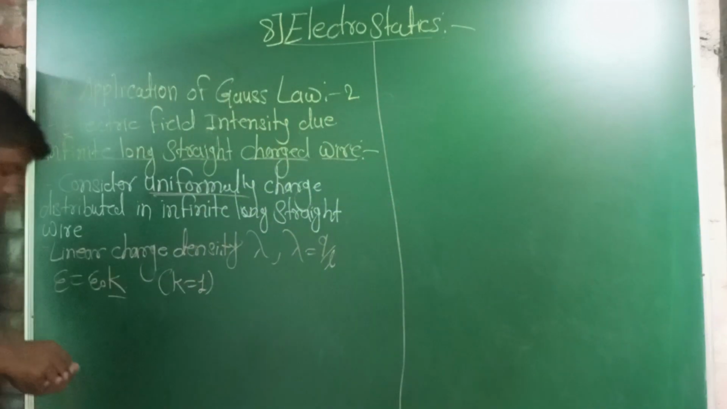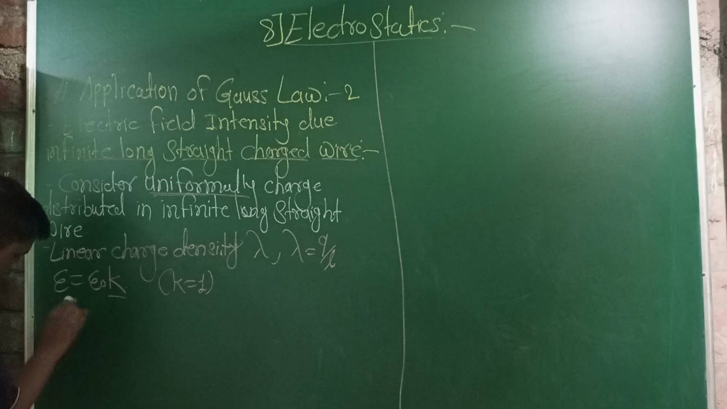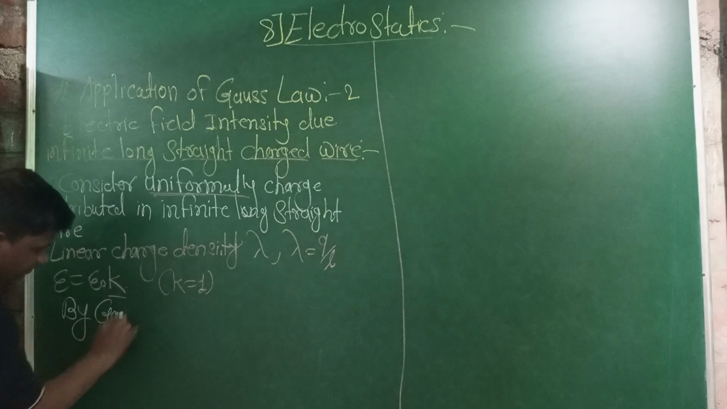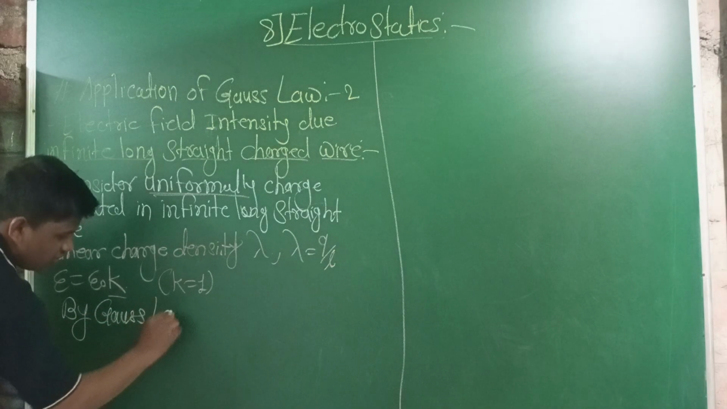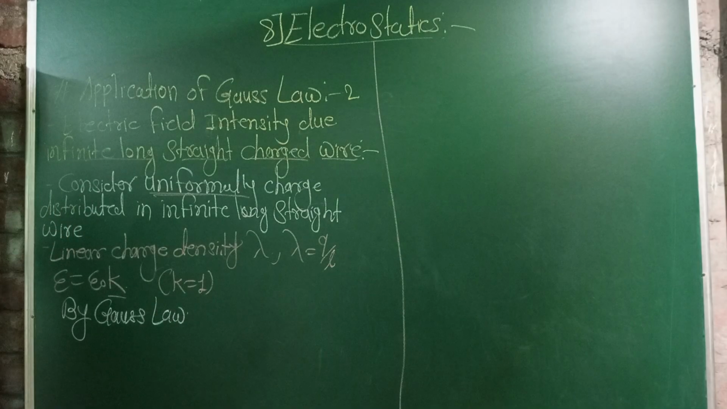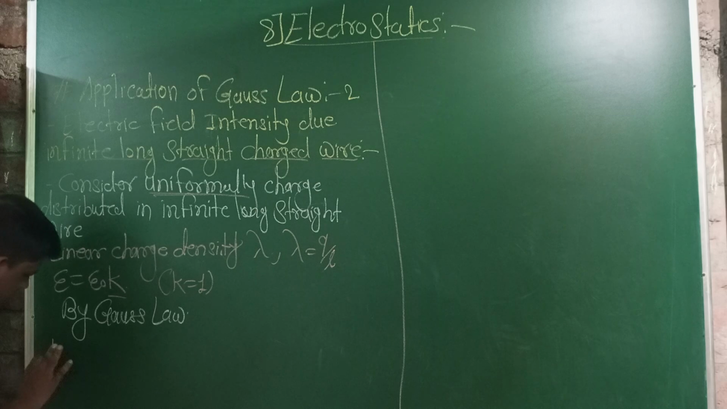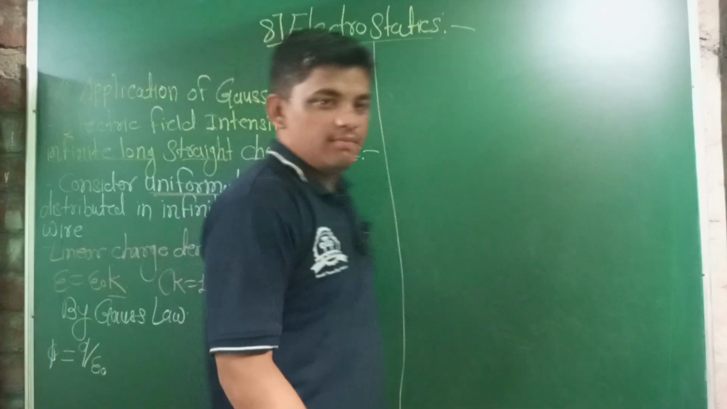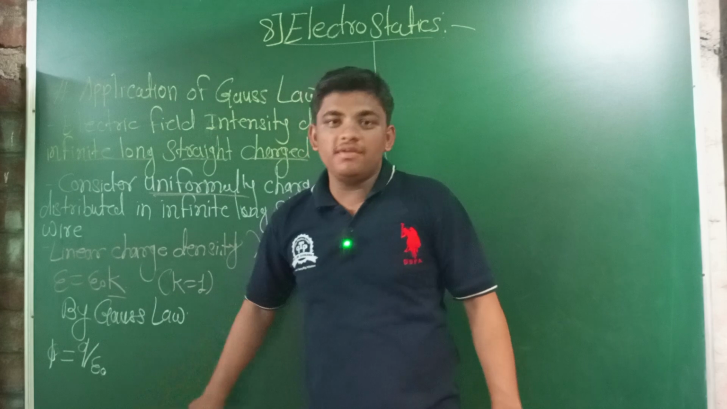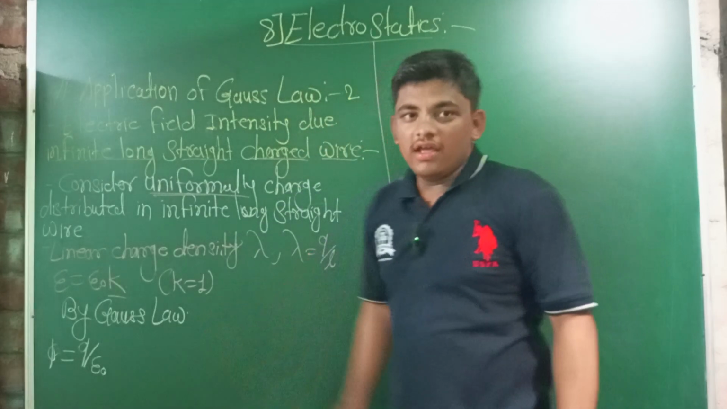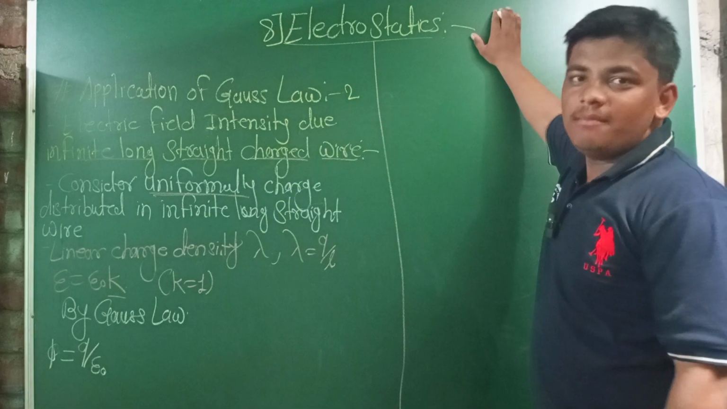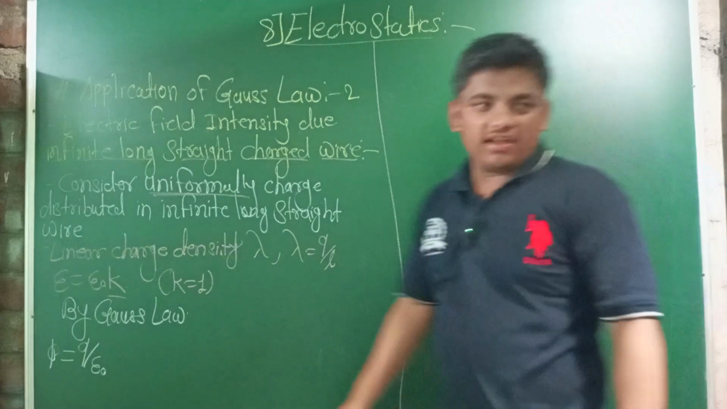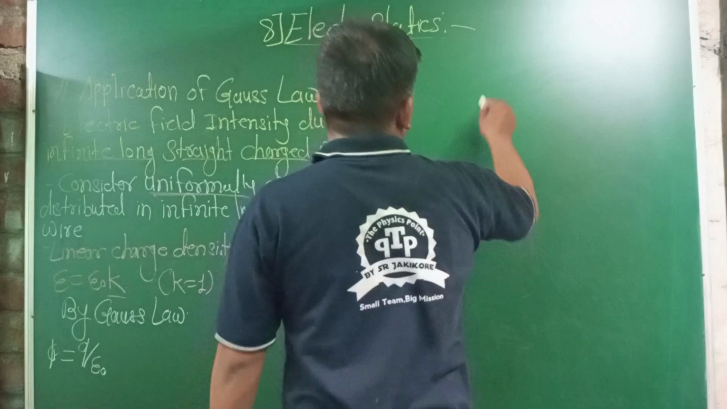Then according to Gauss law, the electric flux through a closed Gaussian surface is equal to the net charge divided by the permittivity of free space. This is the equation we proved in the previous year under the same topic, electrostatics. Let us draw a diagram.